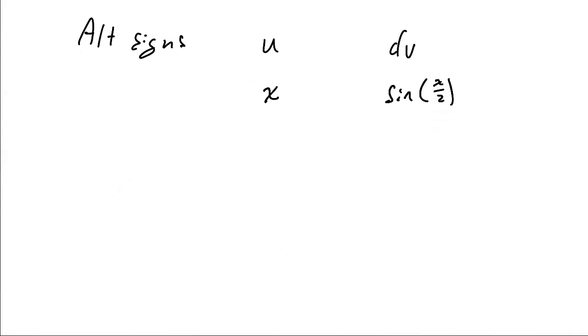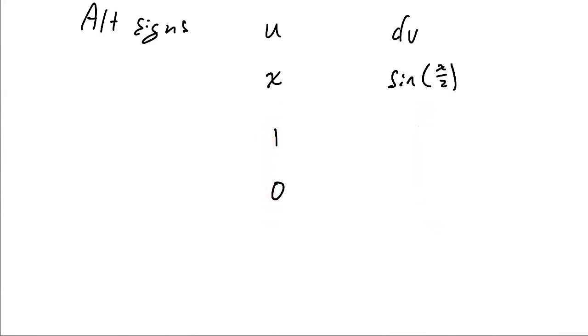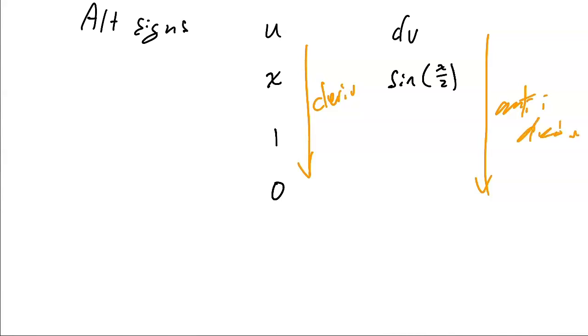I'm going to do the u column until my derivative is 0. So the derivative of x is 1, the derivative of 1 is 0. Then I have to do my dv column as many times as I did my u column so that I have the antiderivatives. Just don't forget that this is derivatives, and going down, this is the antiderivative. Sorry, that's really poor writing, but those are the antiderivatives.